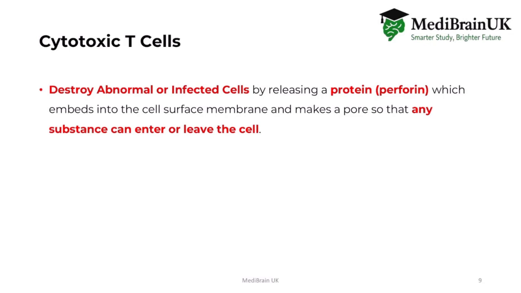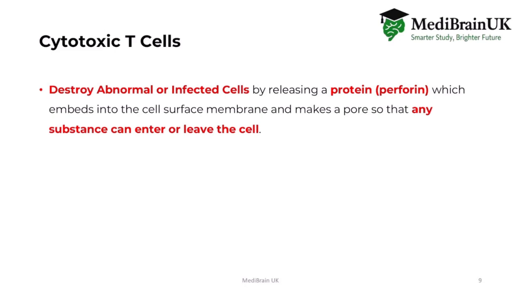The way that they do this is they release a protein called perforin. Perforin embeds into the cell membrane of the infected cell, and it makes a pore, a hole in the cell membrane. That means that any substance can enter or leave the cell. The cell has now been damaged and will be destroyed. So that's what a cytotoxic T cell basically does. It destroys your abnormal and infected cells by releasing this protein called perforin, so it can make a hole in the cell membrane to allow any contents to leak out, and so the cell would be destroyed.